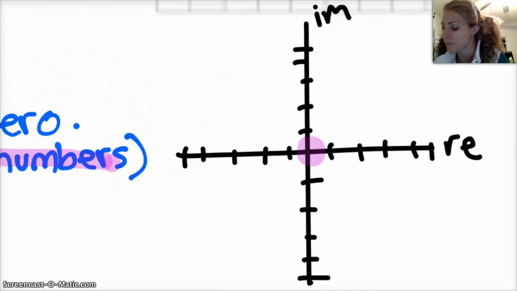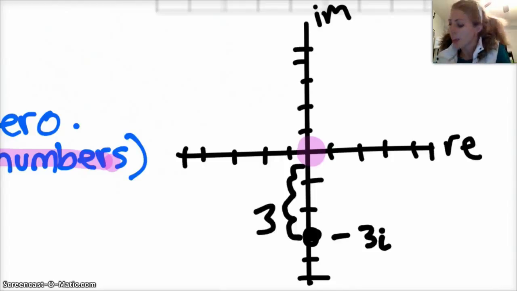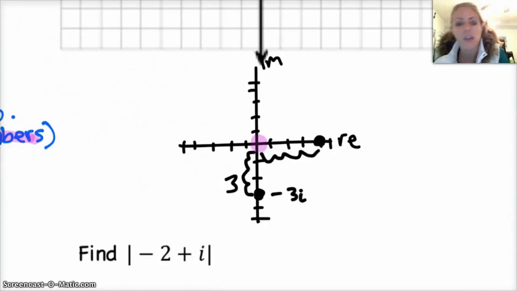So for example, if my point was minus 3i, the distance from 0 is 3. Okay? If my point is 4 or negative 4, then my absolute value is 4, right? Because it's 4 away from 0. 1, 2, 3, 4, right?